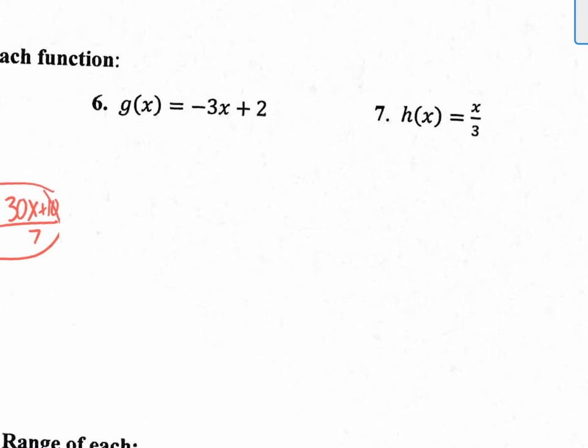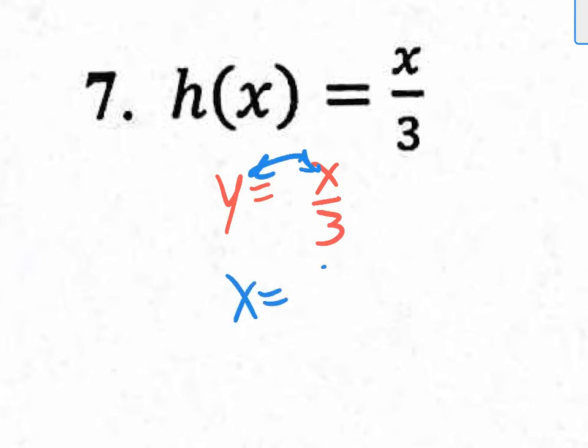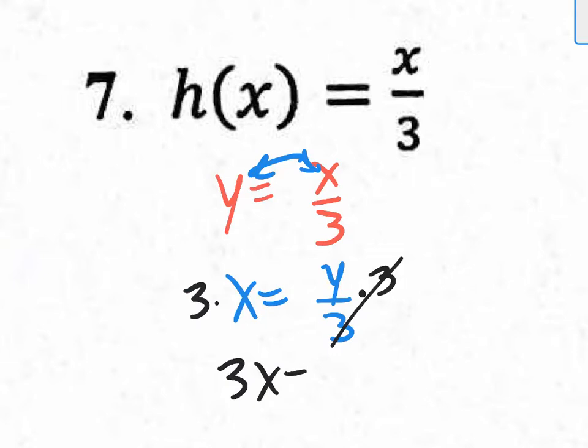Number 7, another inverse function. We have y equals x over 3. What do we do? We switch x and y. So we'll have x equals y over 3. Then we solve for y by getting rid of that divided by 3, by multiplying by 3. What I do to one side, I must do to the other. 3x equals y. There's my inverse. y equals 3x.